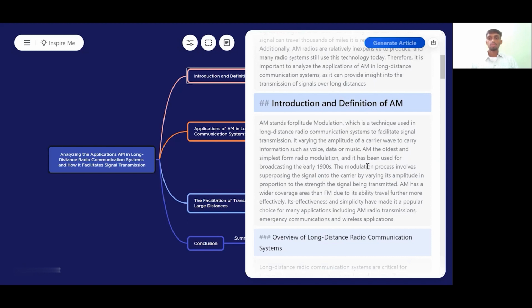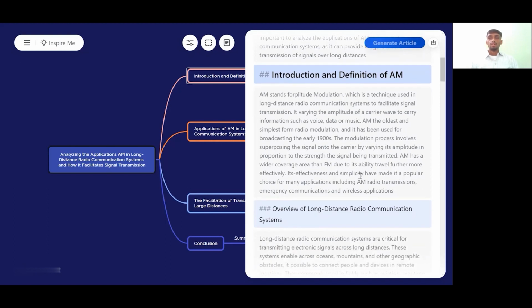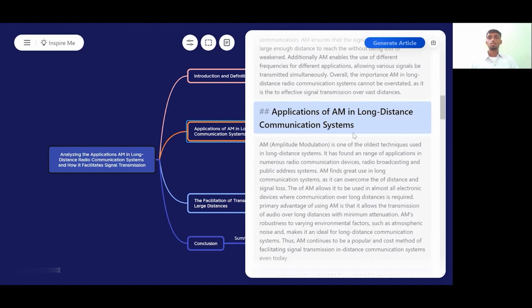The modulation process involves superposing the signal onto the carrier by varying its amplitude in proportion to the strength of the signal being transmitted. AM has a wider coverage area than FM due to its ability to travel further more effectively. Its effectiveness and simplicity have made it a popular choice for many applications, including AM radio transmission, emergency communication, and wireless applications. Now I move on to the applications of amplitude modulation in long distance communication systems.